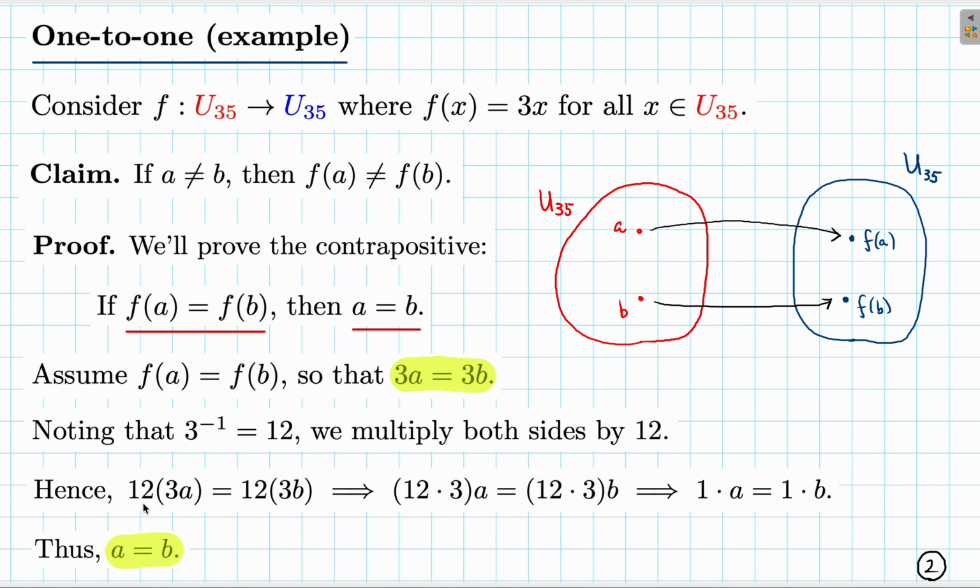Then we get 12 on both sides of this original equation. So we initially had 3a equals 3b, multiply both sides by 12, use the associative law to regroup, and then 12 times 3 both become 1 and 1, and therefore we have 1a equals 1b, thus a equals b. And so we just proved the claim. Well, rather we proved its contrapositive, but therefore we can conclude that if a doesn't equal b, then f of a doesn't equal f of b.